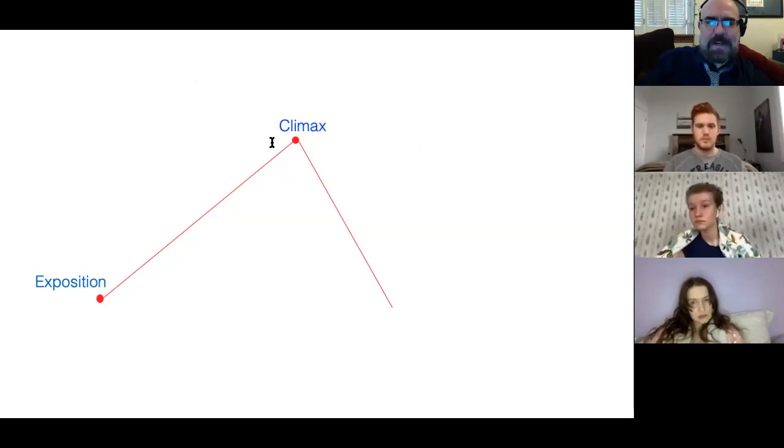Complication then becomes the next part. So the complication is really where we're going to start getting into the story proper. And usually that will happen. So this whole element here is the complication, but somewhere along here, you're going to have something that's sort of like this.